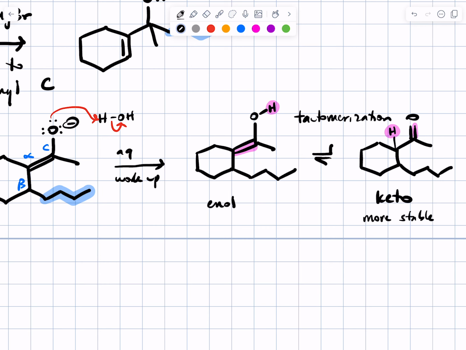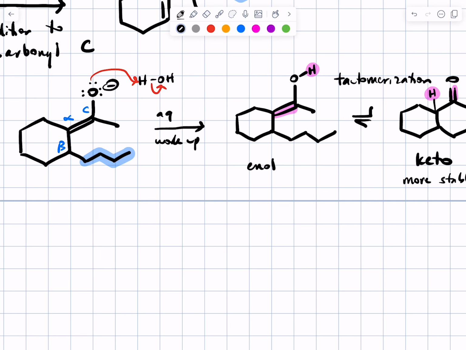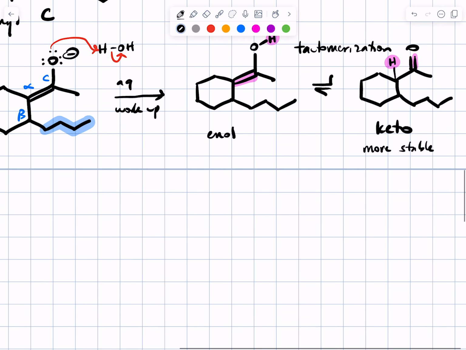Going from the enol form to the keto form actually involves removing a proton from the oxygen to go back to the enolate, and then, so I'll draw that enolate intermediate one more time.